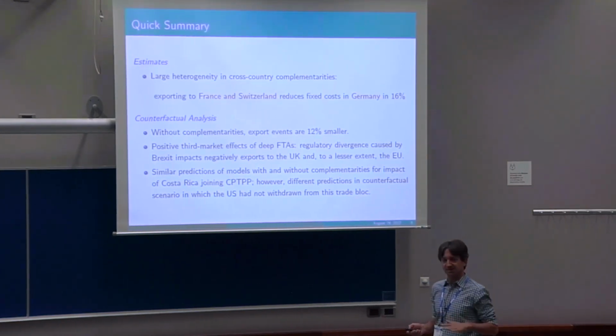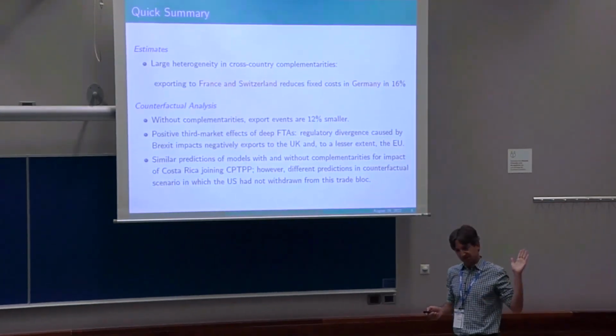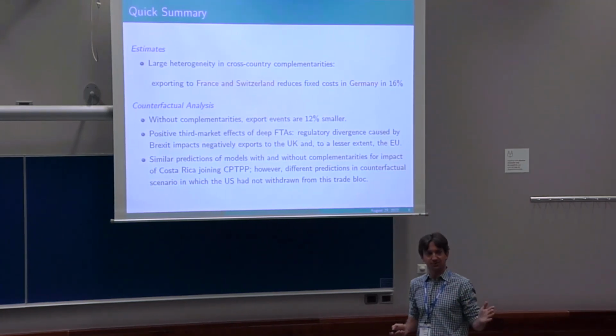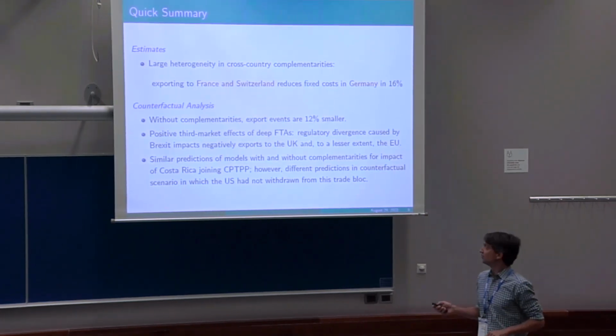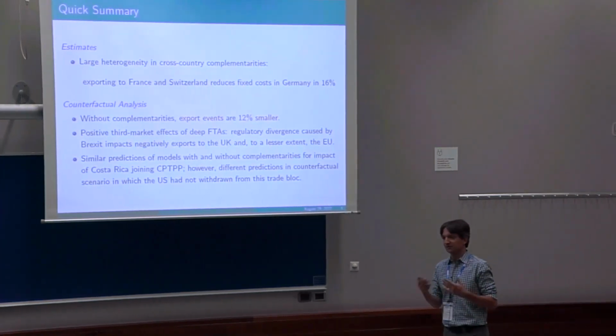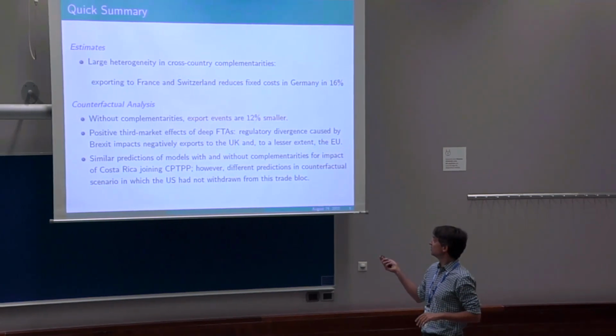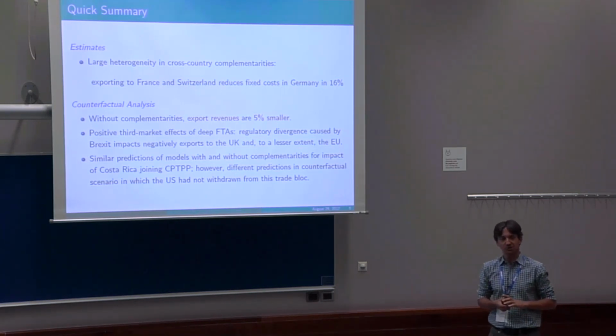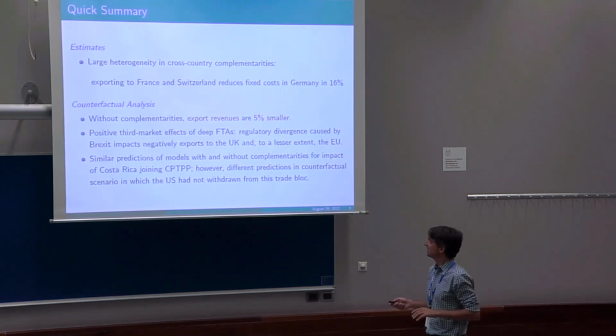There are going to be some parameters that capture cross-country complementarities. Set them down to 0 while holding all the other parameters constant, resimulate them in your model, what will happen? So what is going to happen is that export events, number of observations, firm-country-years with positive exports, will be 12% lower, revenues will be 5% lower. So that's kind of the ballpark quantification of how much this matters for exports.